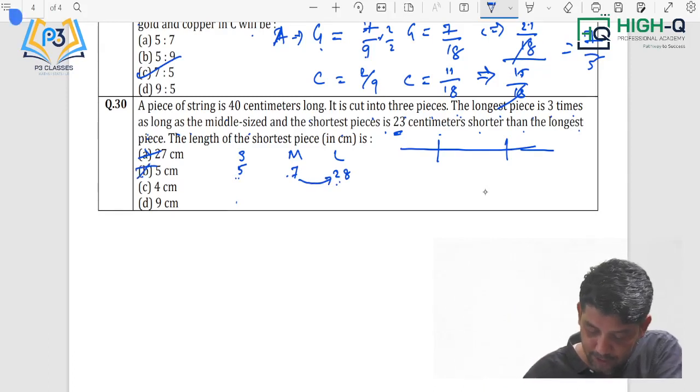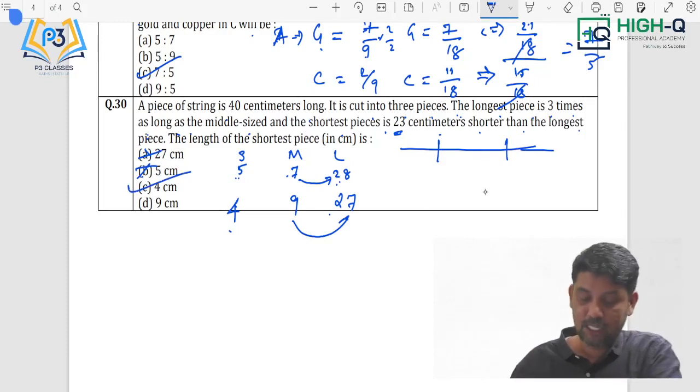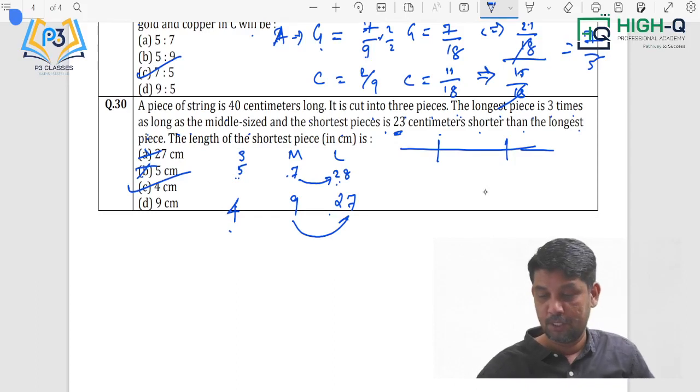Take 4 centimeter. So longest will be 27 centimeter and middle is 9 centimeter. I think all the conditions are satisfied. Longest is 3 times the medium one, and 23 centimeter less. All the conditions are satisfied. My answer is 4 centimeter, my dear. So that's all with our assignment problems. Thank you.